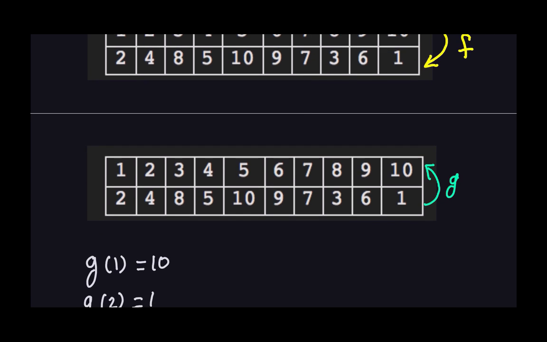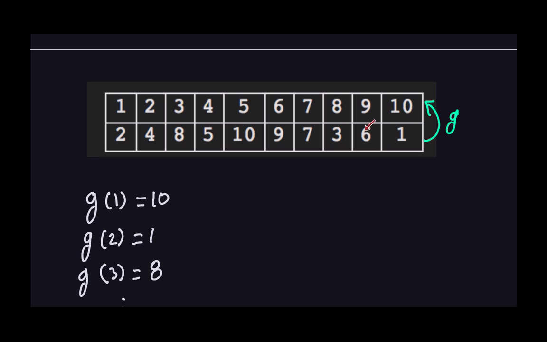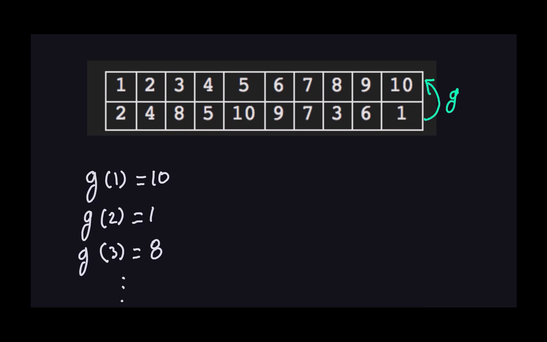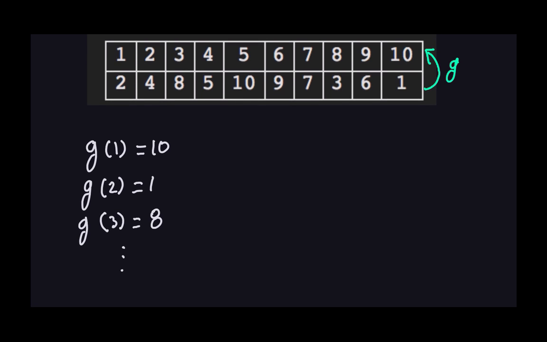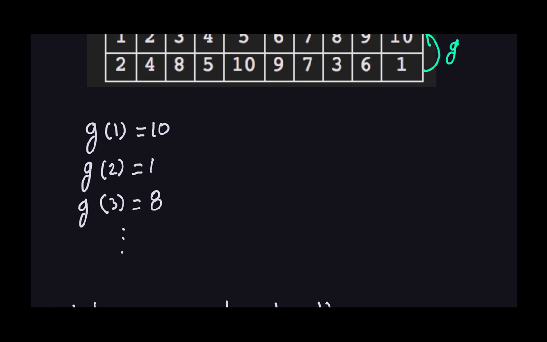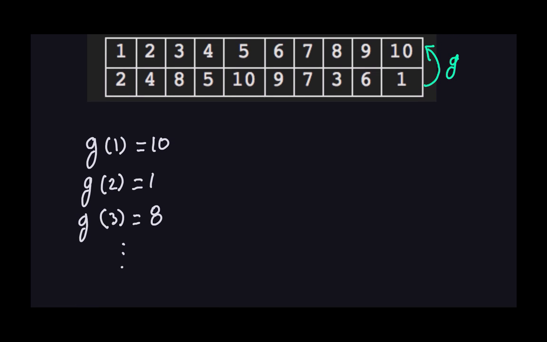This is another formula. You can write down the inverse like this, or you can just say exactly what g does. So g of 1 is 10, g of 2 is 1, which is here, and g of 3 is 8, which is here, and so on. So that's another example of a function that is a bijection, and we write down the inverse.